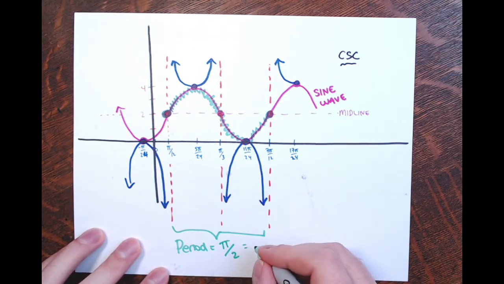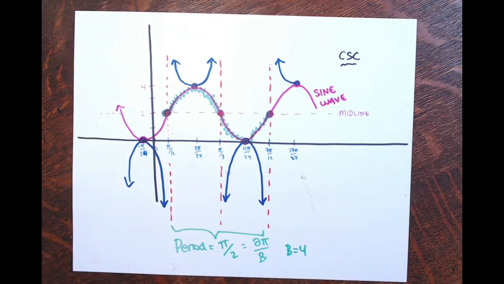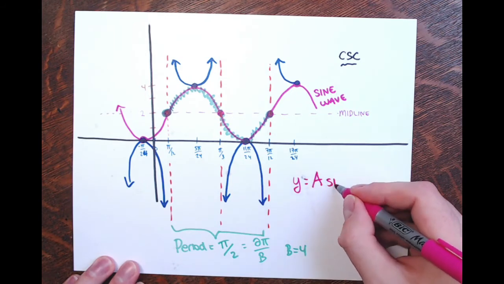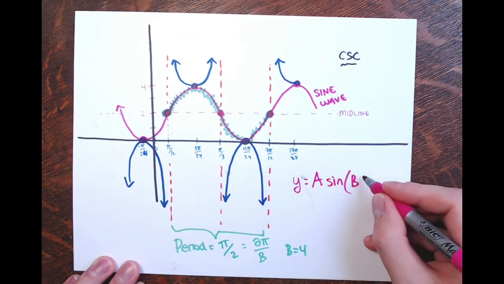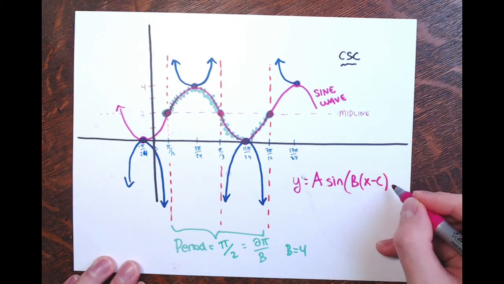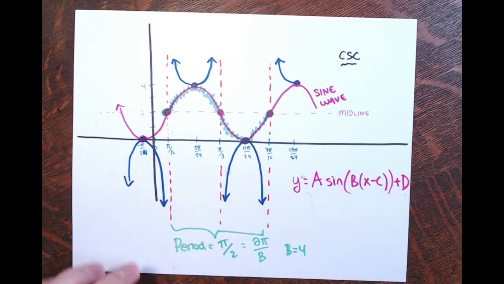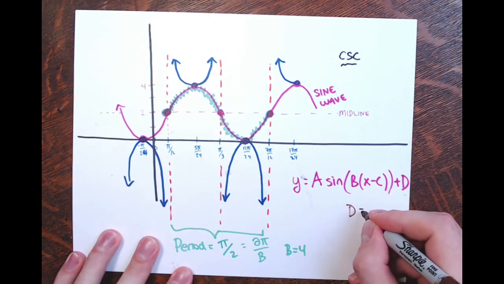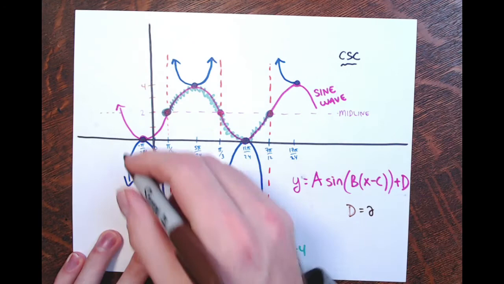Alright, so remember how that was found? It's a sine wave, cosecant, so it was 2 pi divided by the absolute value of b. Alright, so b must be 4. When I'm trying to write an equation for the sine wave, y equals, again, a times the sine of b times the quantity x minus c, and then plus some d. Now we know the midline's at 2. Alright, so d equals 2.